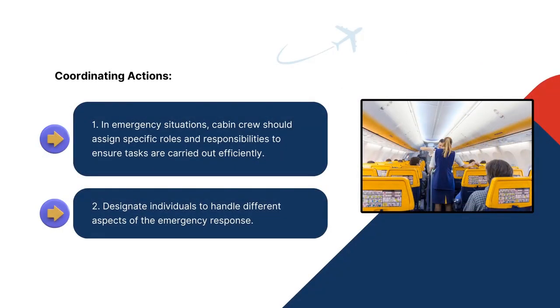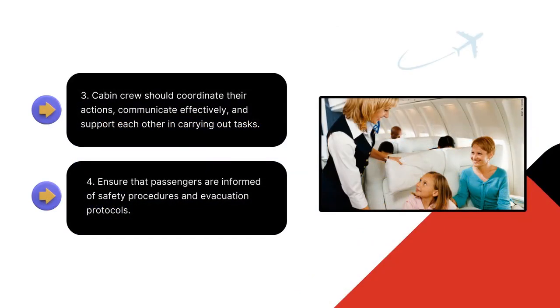Coordinating actions. 1. In emergency situations, cabin crew should assign specific roles and responsibilities to ensure tasks are carried out efficiently. 2. Designate individuals to handle different aspects of the emergency response. 3. Cabin crew should coordinate their actions, communicate effectively, and support each other in carrying out tasks.